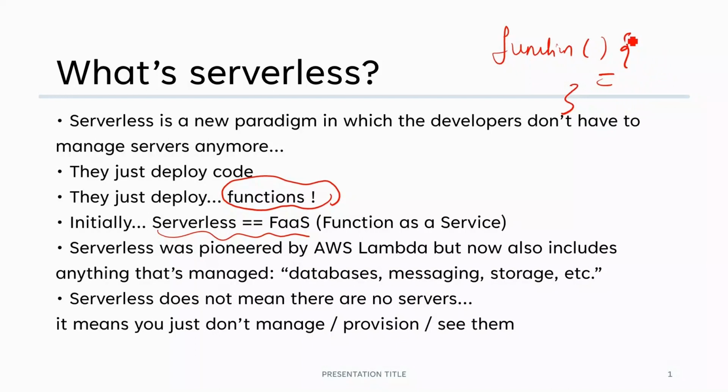Still you can write functions by using Lambda functions or something like that, but there are also other services which are serverless. Serverless was pioneered by AWS Lambda, but it also includes anything that is managed, like databases, messaging, storage, etc. Serverless does not mean there are no servers. Obviously you will need servers to run the code in a web server. You need some kind of physical hardware. But you do not have to care about the allocation of that hardware, or where that hardware is, or to provision that hardware. You don't have to worry about all this stuff. It is all going to be taken care of by AWS. That's all it means about serverless.